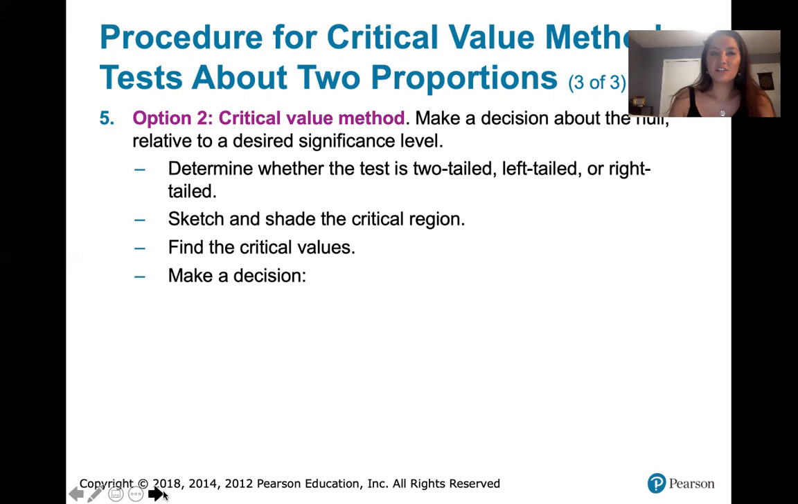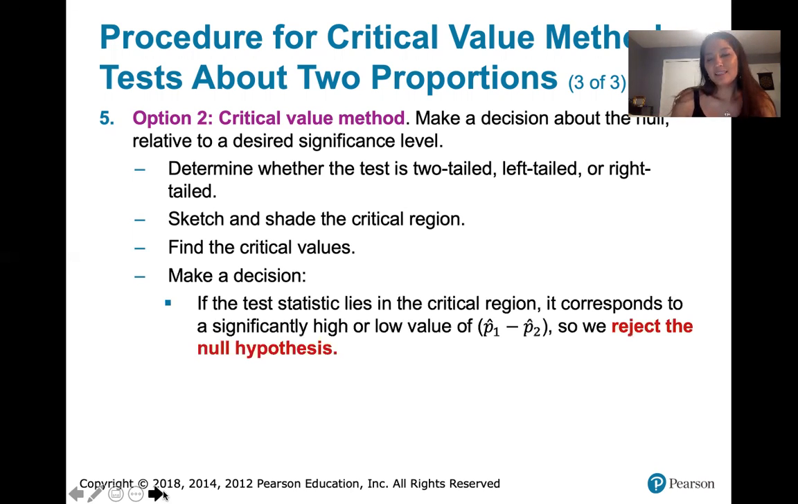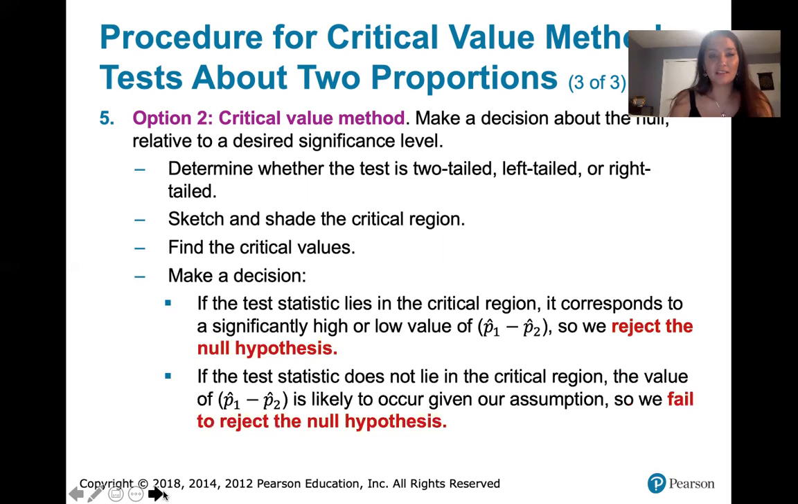And then we're going to make a decision. So you're going to look at your test statistic and your critical region, and you're going to say, based on where that test statistic is, we should either reject the null or fail to reject the null. If the test statistic is in the critical region, that means it corresponds to a significantly high or significantly low value of p1 hat minus p2 hat. So in that case, we're going to reject the null hypothesis.